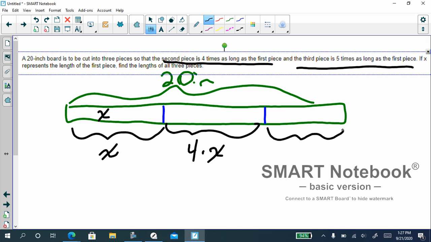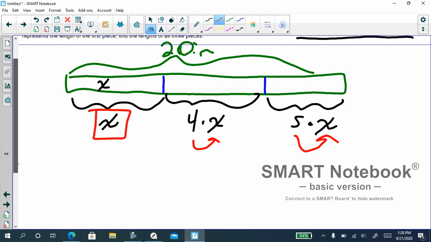The next board is 5 times as long. So 5 times the length of the first. And the length of the first, we don't know that length, so we call it X. So if we call this length, we don't know it. The next one is 4 times that. The other one is 5 times that. So then how do we make that into an equation?